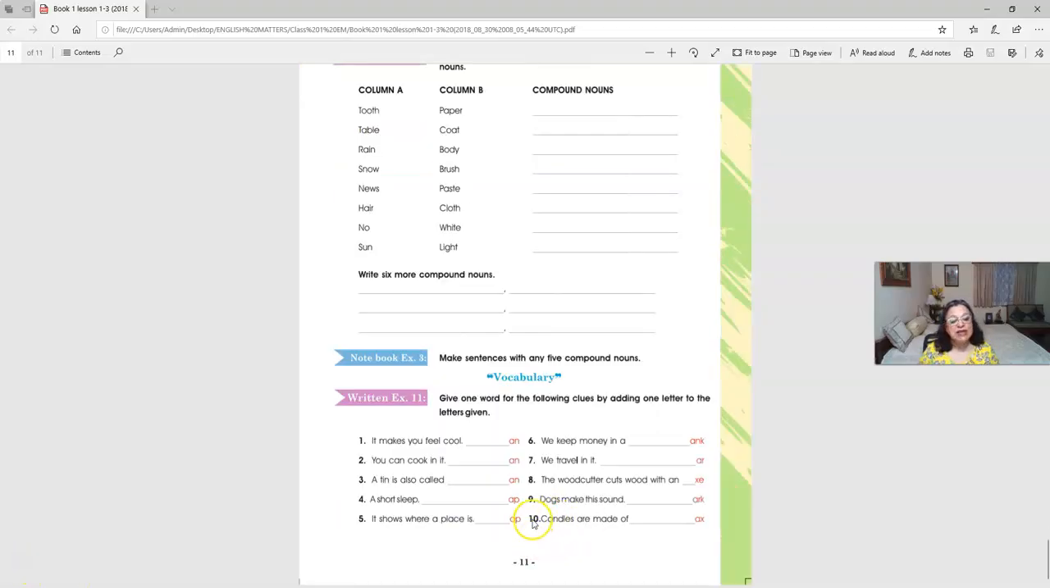Now written exercise 11 is very interesting. You just have to think of one word. It makes you feel cool. The last 2 letters are A-N. So what makes you feel cool? You can cook in it. What do you cook in?